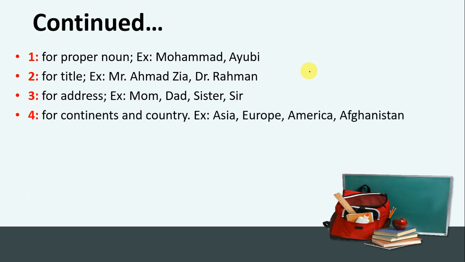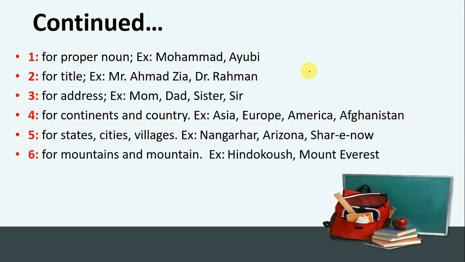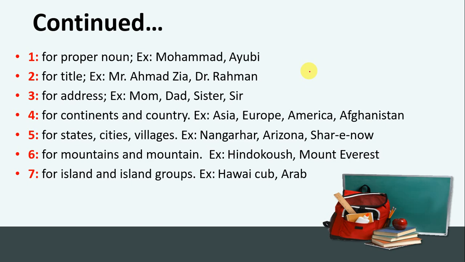Number 4 we have is for continents and countries, right? So Asia, Europe, America, Afghanistan. These are countries and they are proper nouns. Number 5, we have states, cities, villages, like Nangarhar, Sharinau. These are states, and for cities we have proper nouns as well. For mountains, for example, Hindu Kush, Mount Everest, Baba mountain. And 7, for islands and island groups like Hawaii.